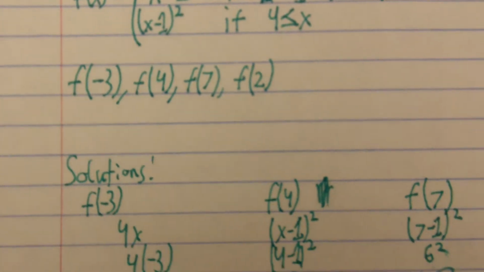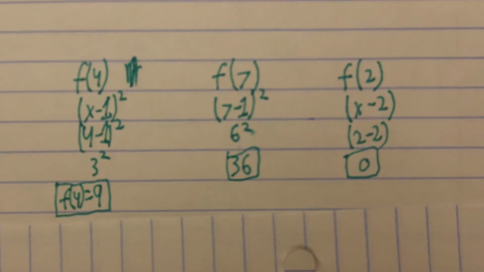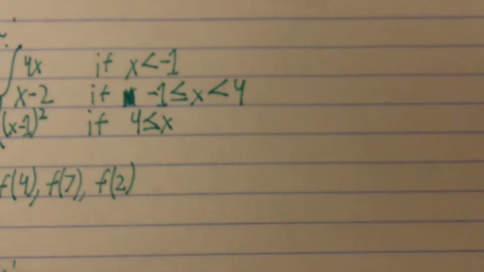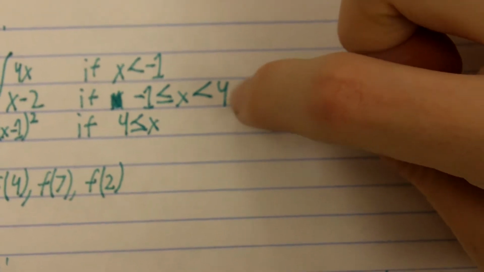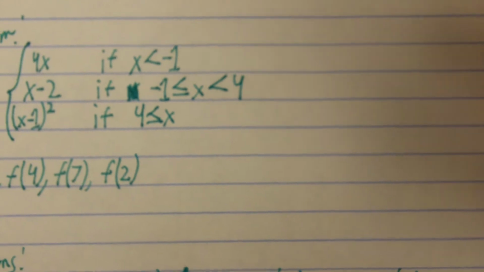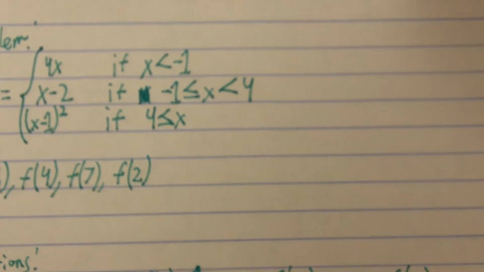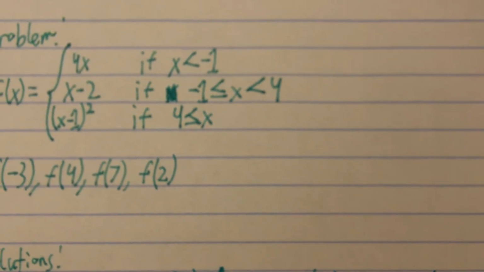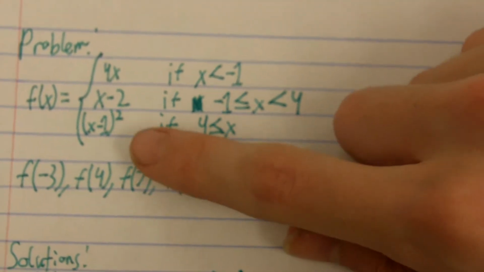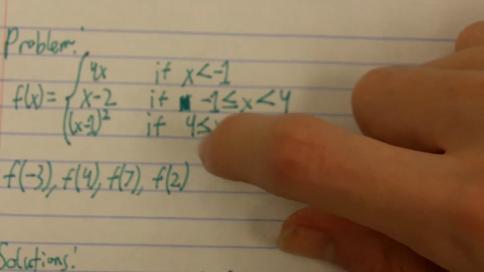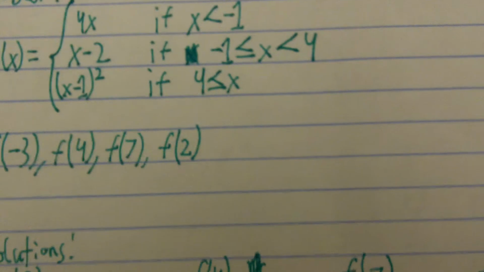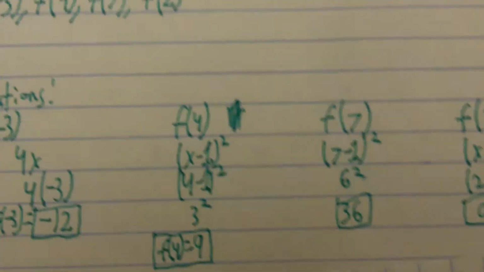Moving on to the second one, f of 4. First of all, where does the point 4 fall? If we move back up here, this one we see -1 is less than or equal to x, which is less than 4. That means that 4 is not included in that domain. However, if we go one further down, we see that 4 is less than or equal to x. So this is the problem that we will be using, since 4 is less than or equal to x. So (x minus 1) squared is the problem that we will be using.